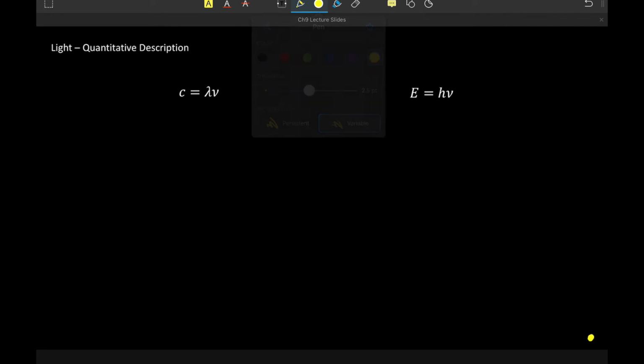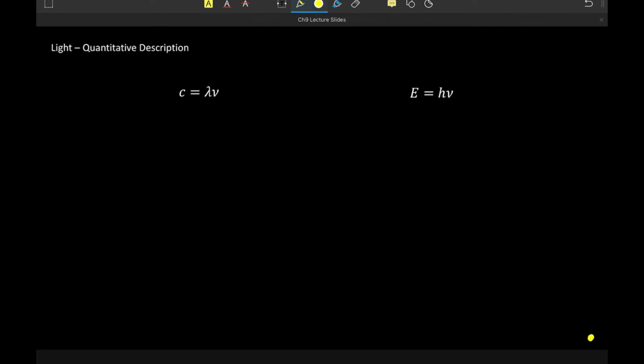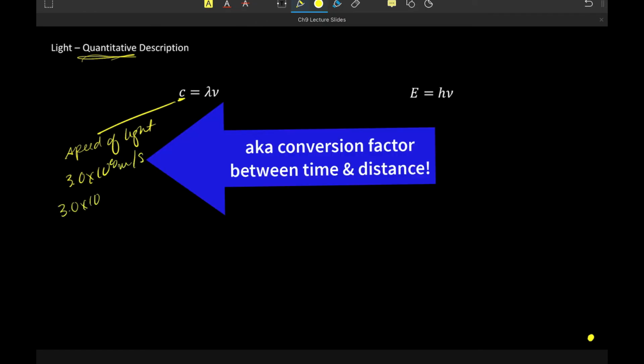Now, let's talk about light from a quantitative perspective. Your book doesn't go into these, so make sure you take good notes here. These are the video notes that you're supposed to have in your outline. This you learned back in middle school. This is the speed of light, and you should remember from middle school that it is 3.0 times 10 to the 8th meters per second, or we could rewrite that the way we've talked about all year.